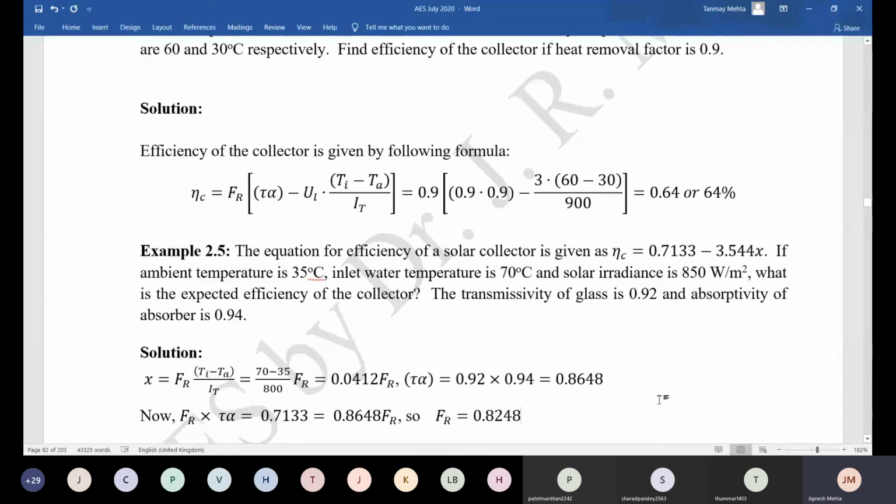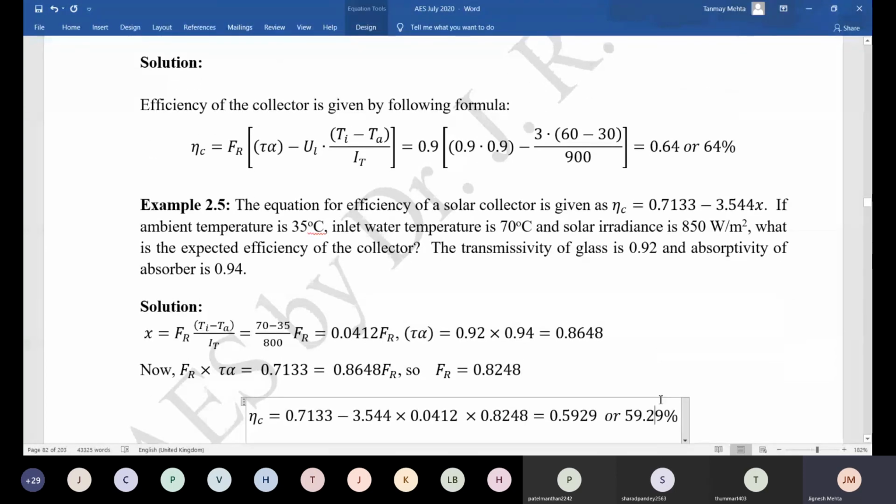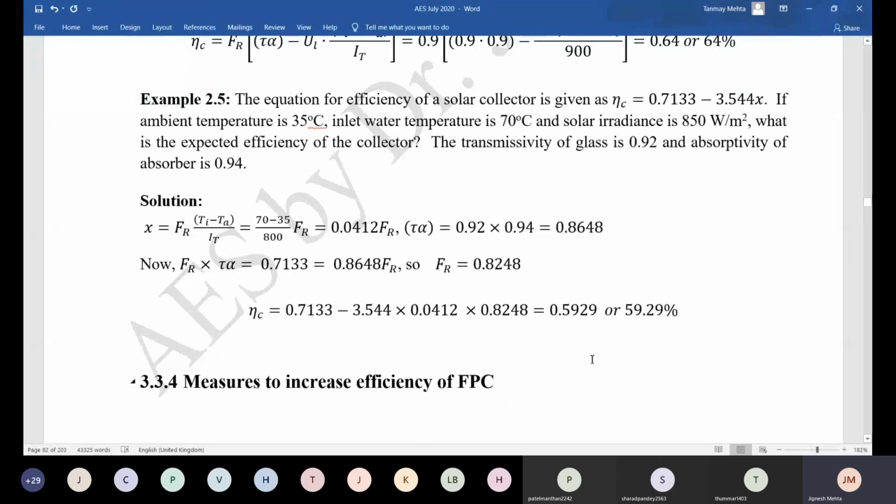Right. So what is this x? X is equal to Ti minus Ta upon IT. So with this, you can get the equation for FR, and then tau alpha can also be calculated. Now FR into tau alpha is the intercept, that is 0.7133. So you can calculate FR now, which comes out to be 0.8248, and then you can put it in the formula for the efficiency of a collector, and you get the efficiency of the solar collector, right?